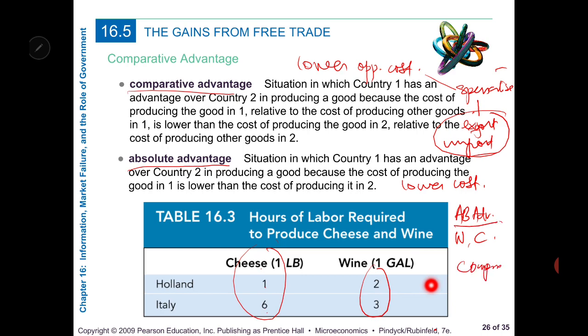Now let's check the comparative advantage. If Holland has 1 hour of labor, what could it produce better? Opportunity cost is lower. So to produce one cheese, it will sacrifice two wine. For Italy, to produce one cheese, it will sacrifice 0.5 wine. To produce one gallon of wine, it will sacrifice 2 cheese. So it is clear from the comparative advantage analysis that Holland has the comparative advantage for cheese and Italy has the comparative advantage for wine. Okay.